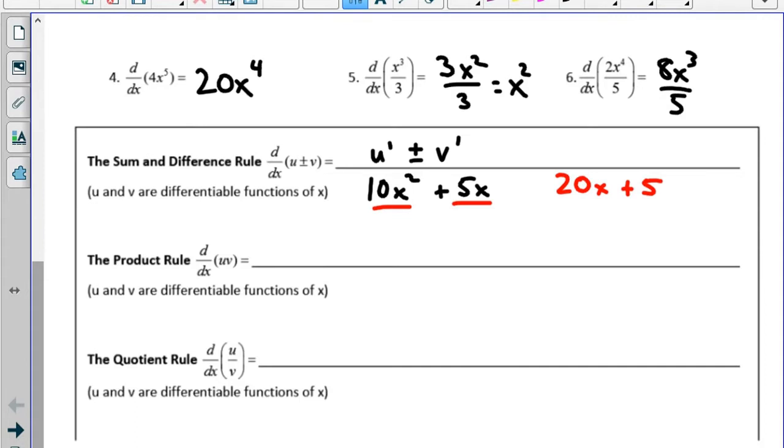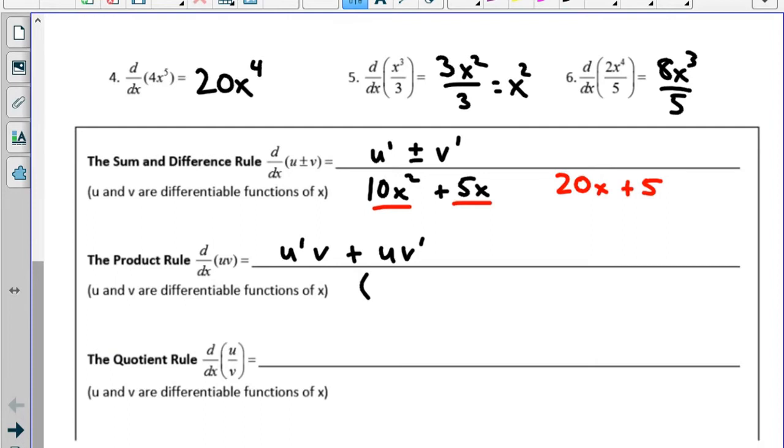The product rule, that's when I have the product of two different things. If u and v are differentiable functions of x and they're a product of each other, I do what's called the product rule. That's the derivative of the first times the second plus the derivative of the second times the first. So that's the product rule. Derivative of the first times the second plus the derivative of the second times the first. So in other words, derivative of u times v plus derivative of v times u.